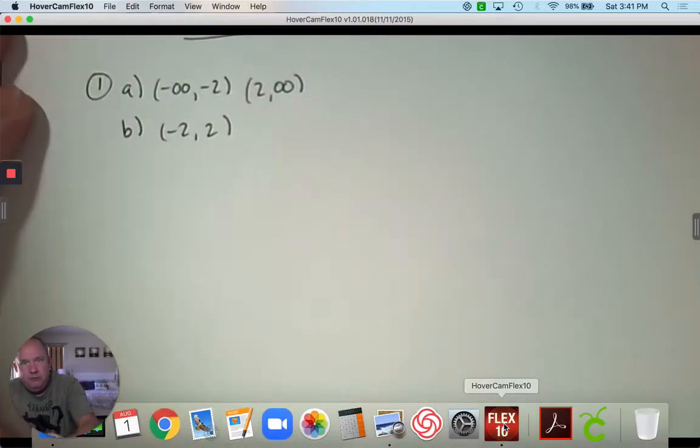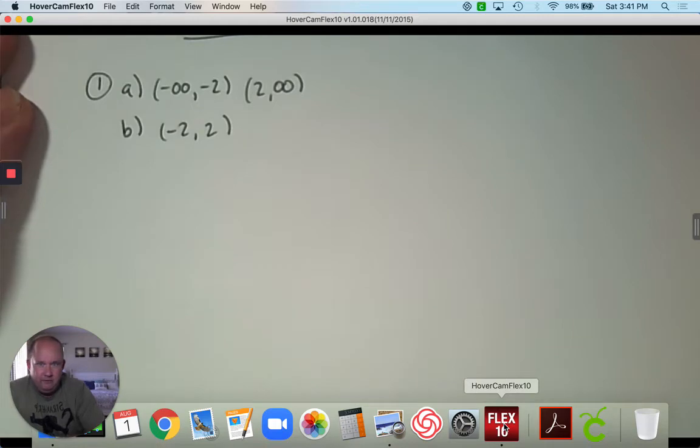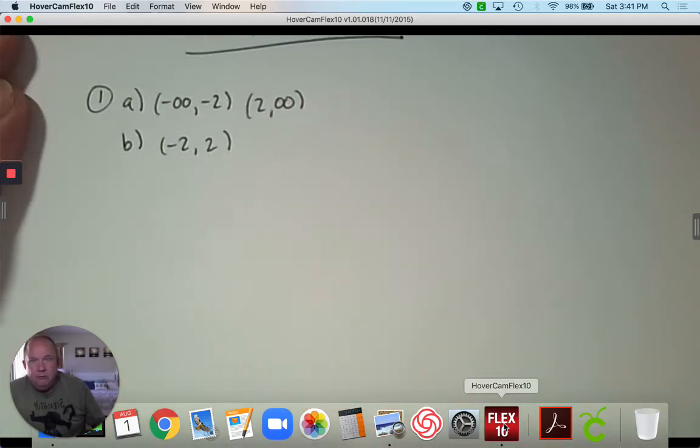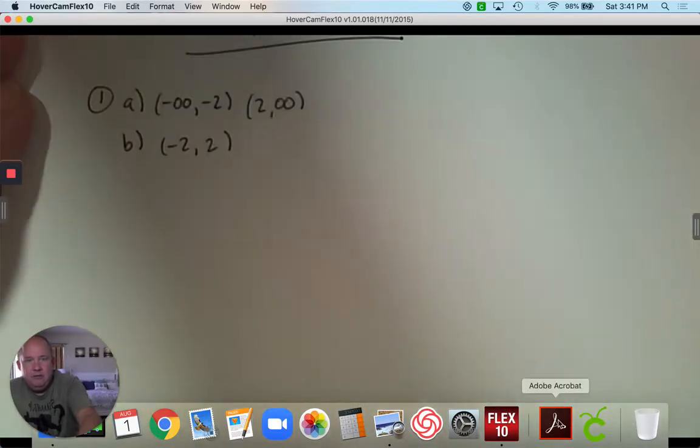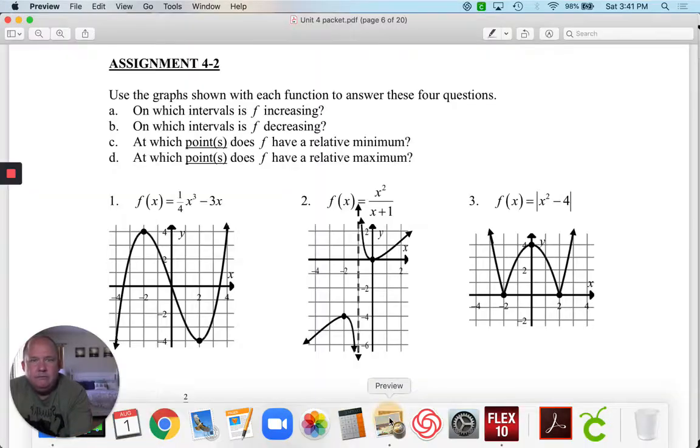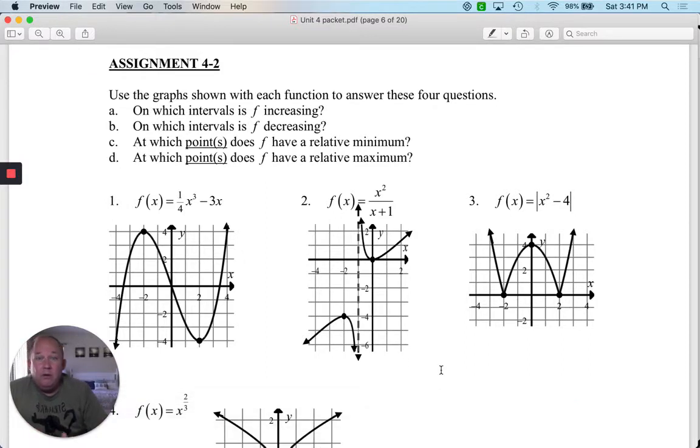Let me show you my work at the end, all of it. So here's assignment 4.2. 1a, where is it increasing? Where is it decreasing? Then the question is, where is the relative maximum? They're asking for the point, not just the maximum value. So the relative maximum is at the point negative 2, 4. In part D, the minimum is at 2, negative 4. Let it be simple, because sometimes it won't be simple.